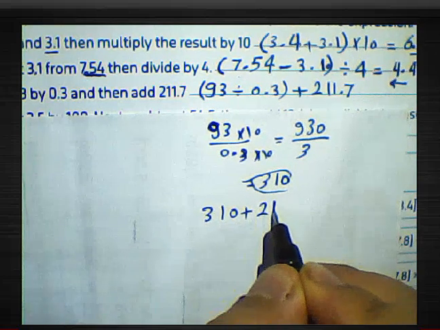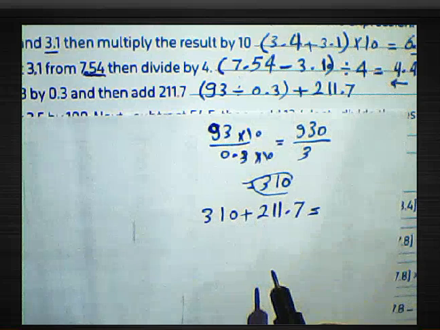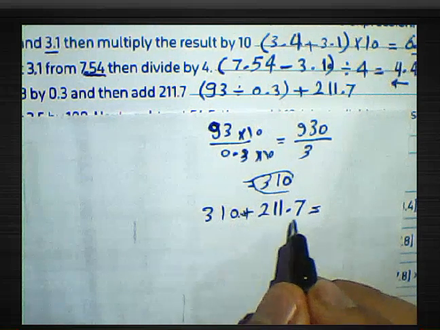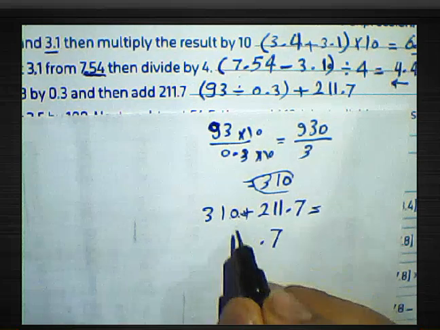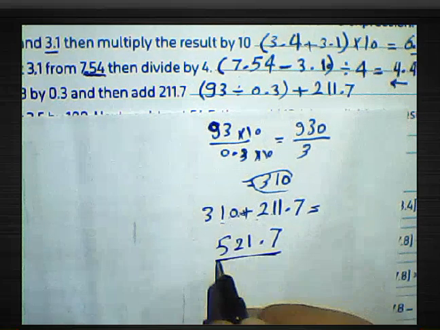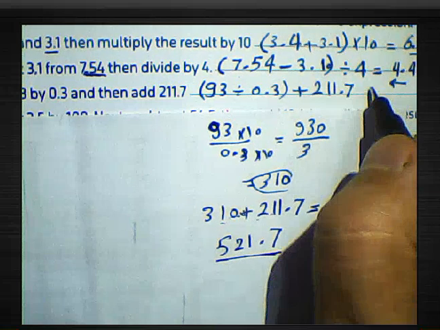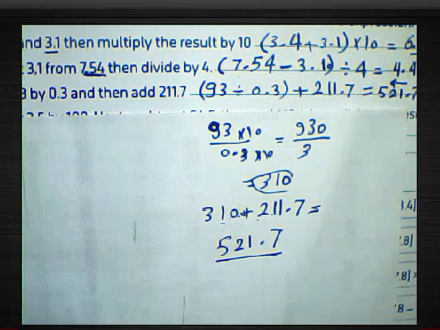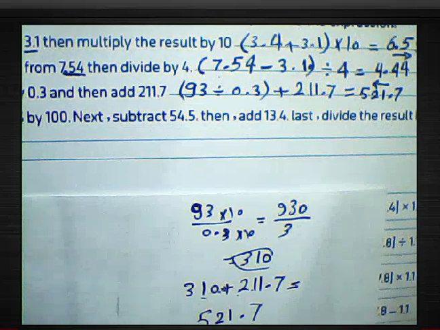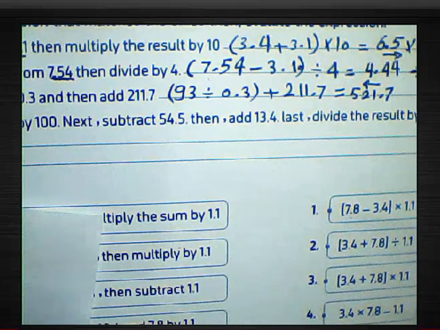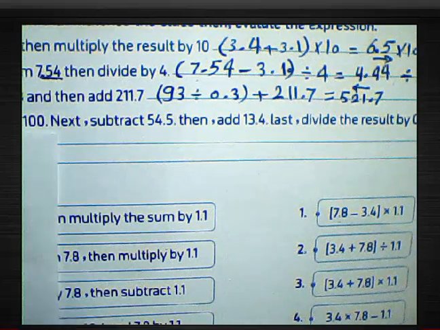310 plus 211.7. We can write the point here and 0 behind it. 0 plus 7 equals 7. 1 plus 0 equals 1. 1 plus 1 equals 2. 2 plus 3 equals 5. Then the result will be 521.7. Understood?